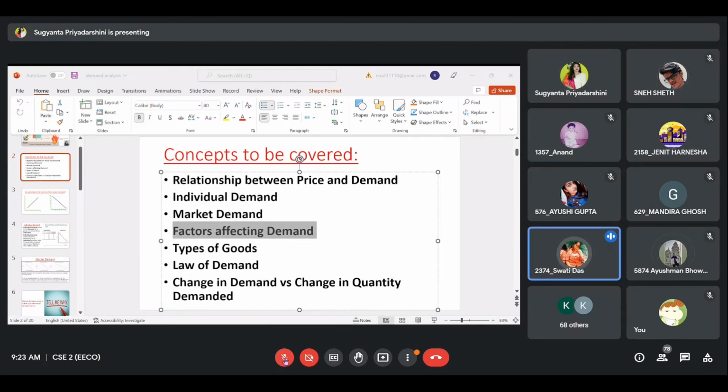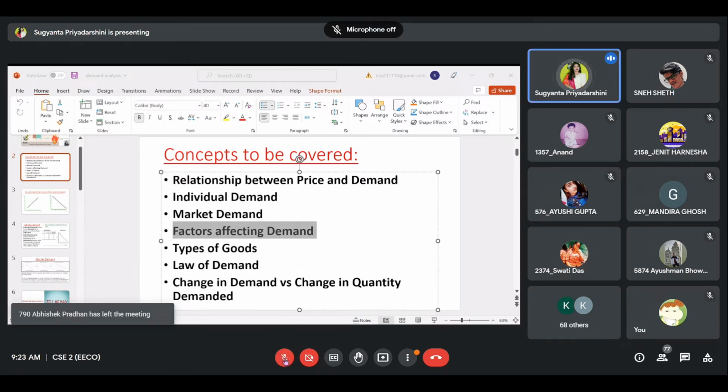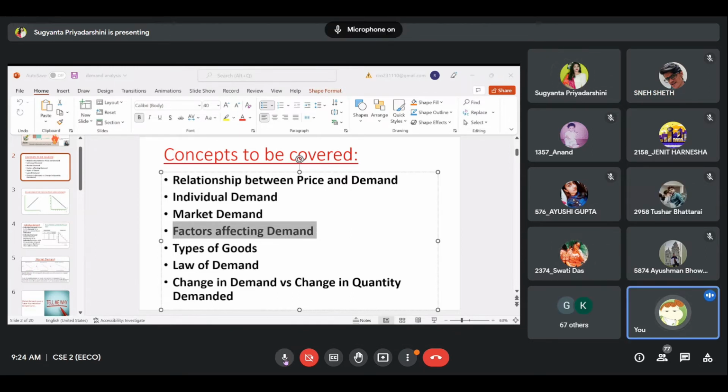The number of people who are demanding the product. Okay, so you're talking about the popularity, right? The trend. Kind of. Are you going to buy the entire stock, Anurag, when special schemes are on? Value for the money.